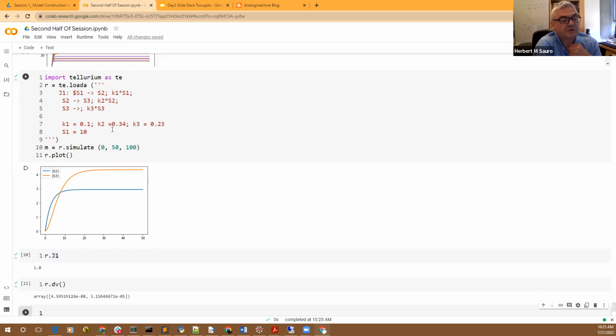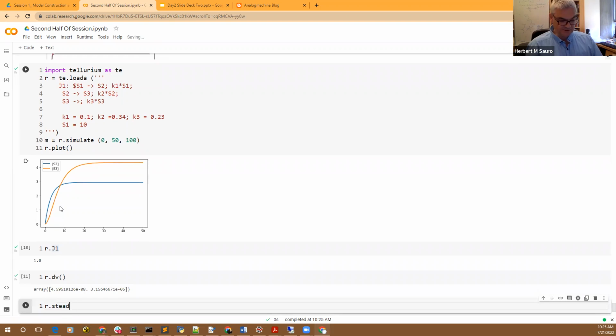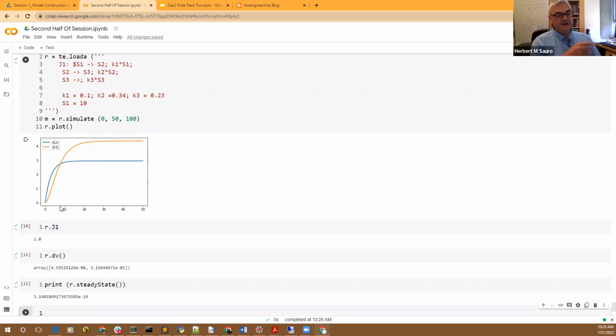Now, there's a much quicker way of getting to the steady state, and that is by calling a function called steadyState. I'm going to print this because it actually returns a number. That number, if you can see it, is 10 to the minus 16. It's pretty much 0. That number is essentially the sum of squares of the rates of change. So the closer that number is to 0, the closer you are to steady state. Anything below 10 to the minus 5 is pretty much steady state, and this is 10 to the minus 6.